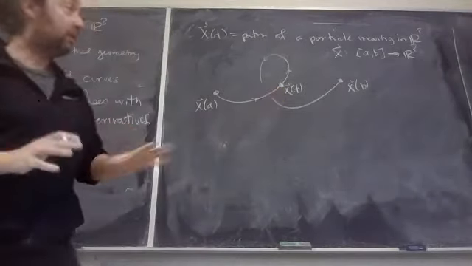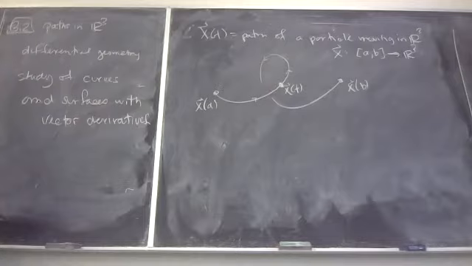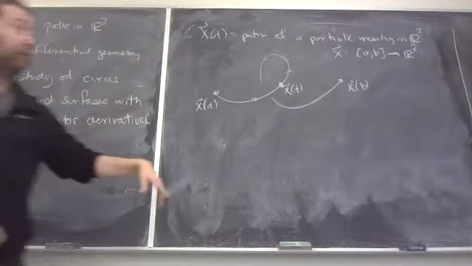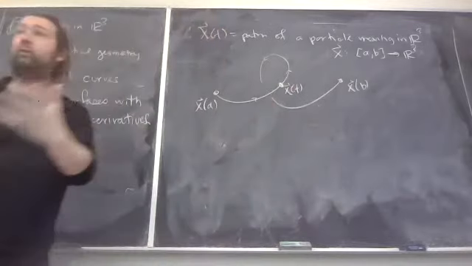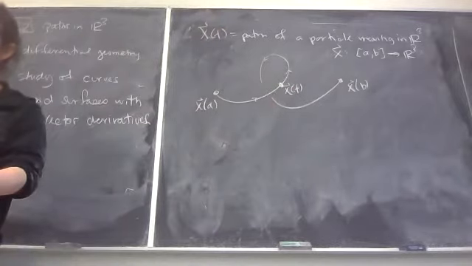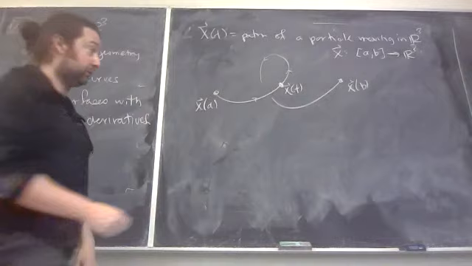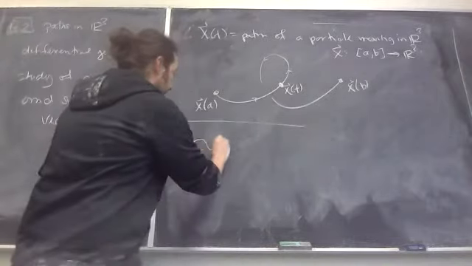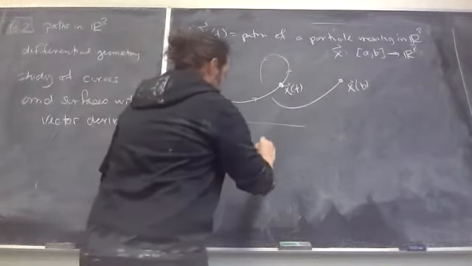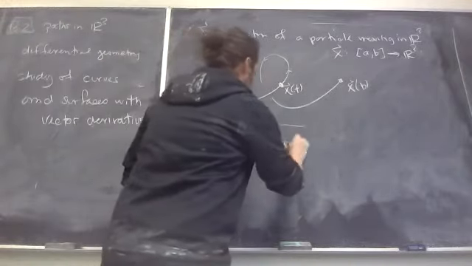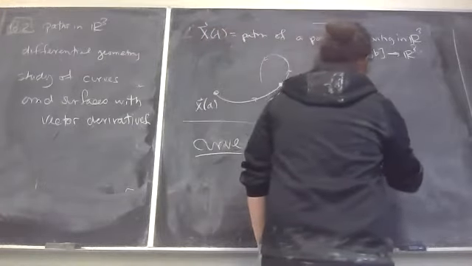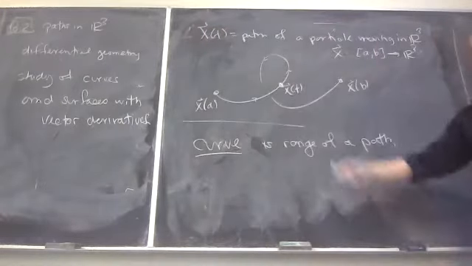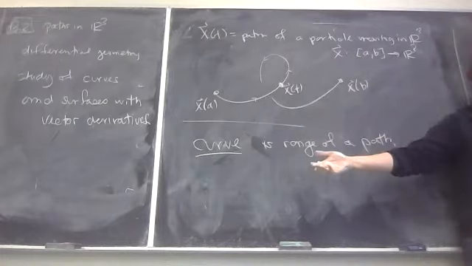Frequently, though, we don't care about the particle doing the path. We just care about the path itself. I don't want to analyze how the particle is moving on the path, but just what it traced out when it did it, right? The trail that it left behind. So I think of the curve. The curve is the range of a path. So the curve is just, what did it do?